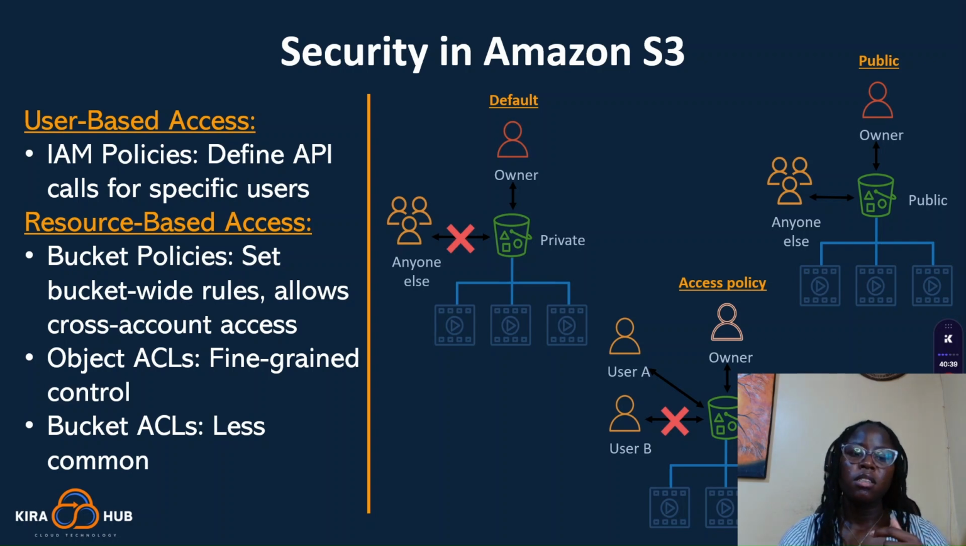And then we have resource-based access, or resource-based policies. And here we have different types. Bucket policies. These are used to set rules that apply to the entire bucket. And these policies can also allow access from different AWS accounts. We have object and bucket access control lists. Access control lists provide finer-grained control in this case. So you can set permissions at the object level for more specific permissions through ACLs. For example, the bucket is private, but this specific object, I want it to be publicly accessible. So we're going to use the access control list for that.